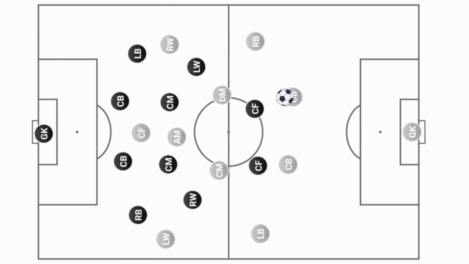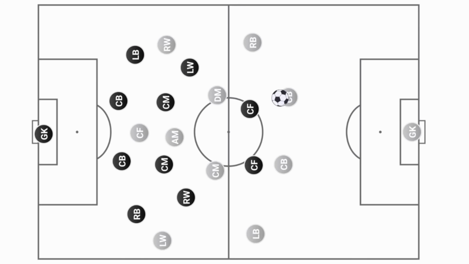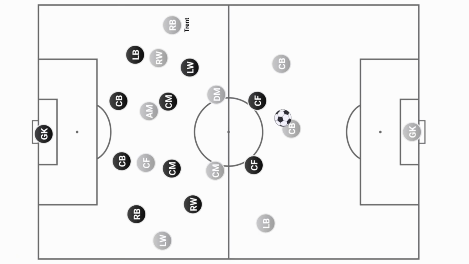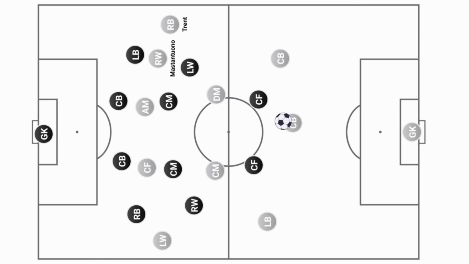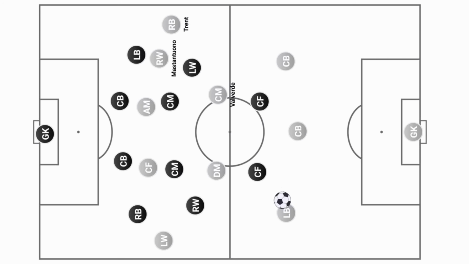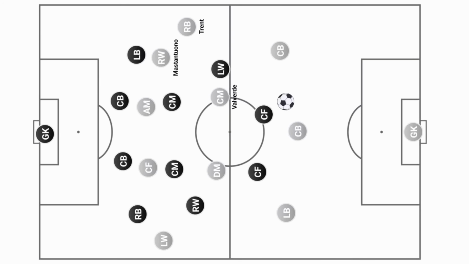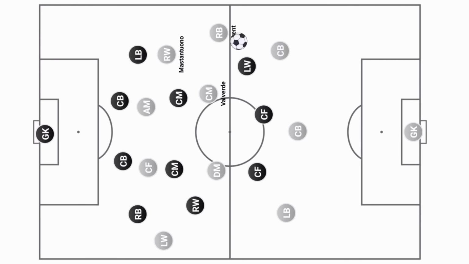In mid-block, they mainly shift into 2 shapes. First is the 3-5 shape, in which Trent moves ahead on the flank, letting Mastantuono move inside to play in between the lines. Vini Jr. stays wide on the left flank to attack from that side. In this 3-5 shape, Madrid players rotate with each other to create space in the final third.